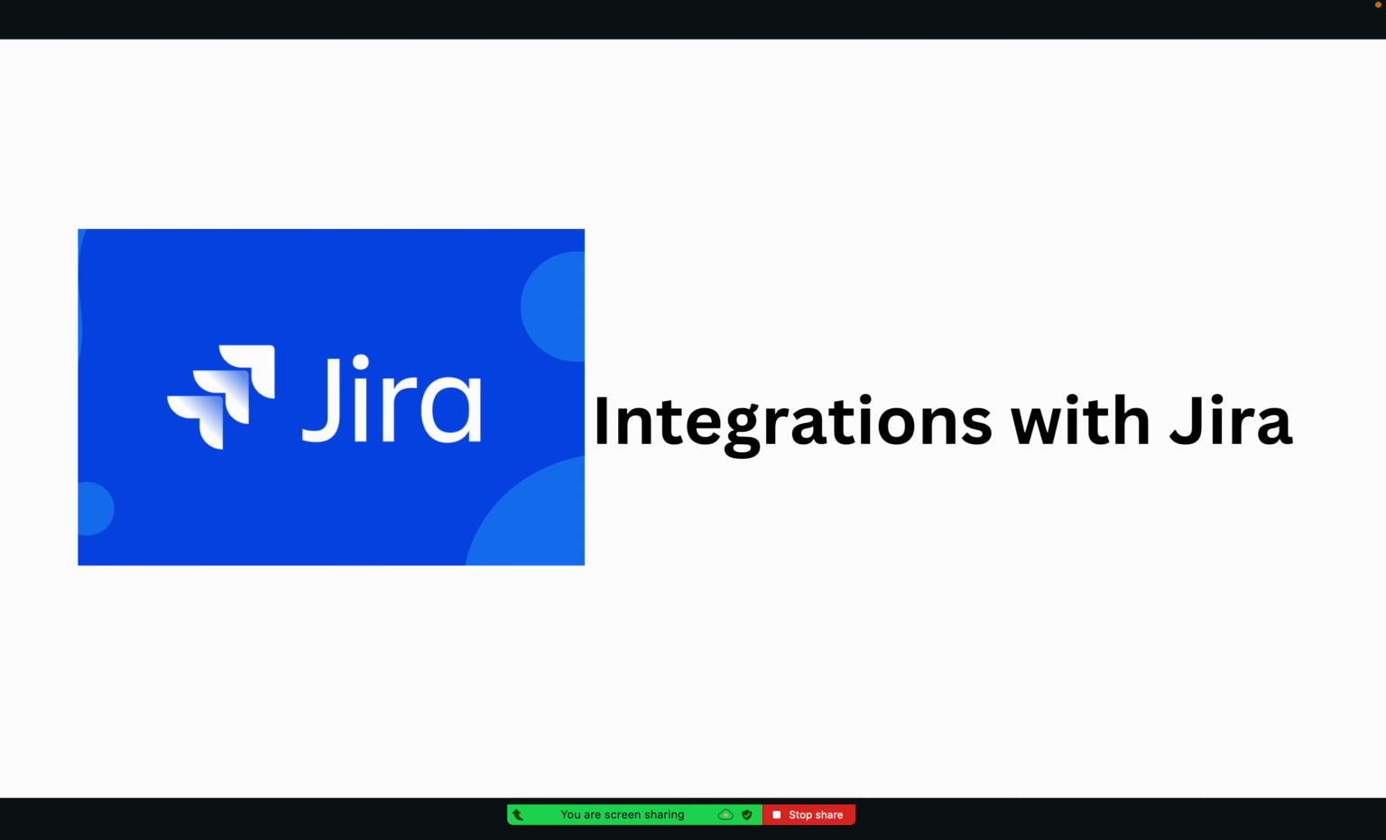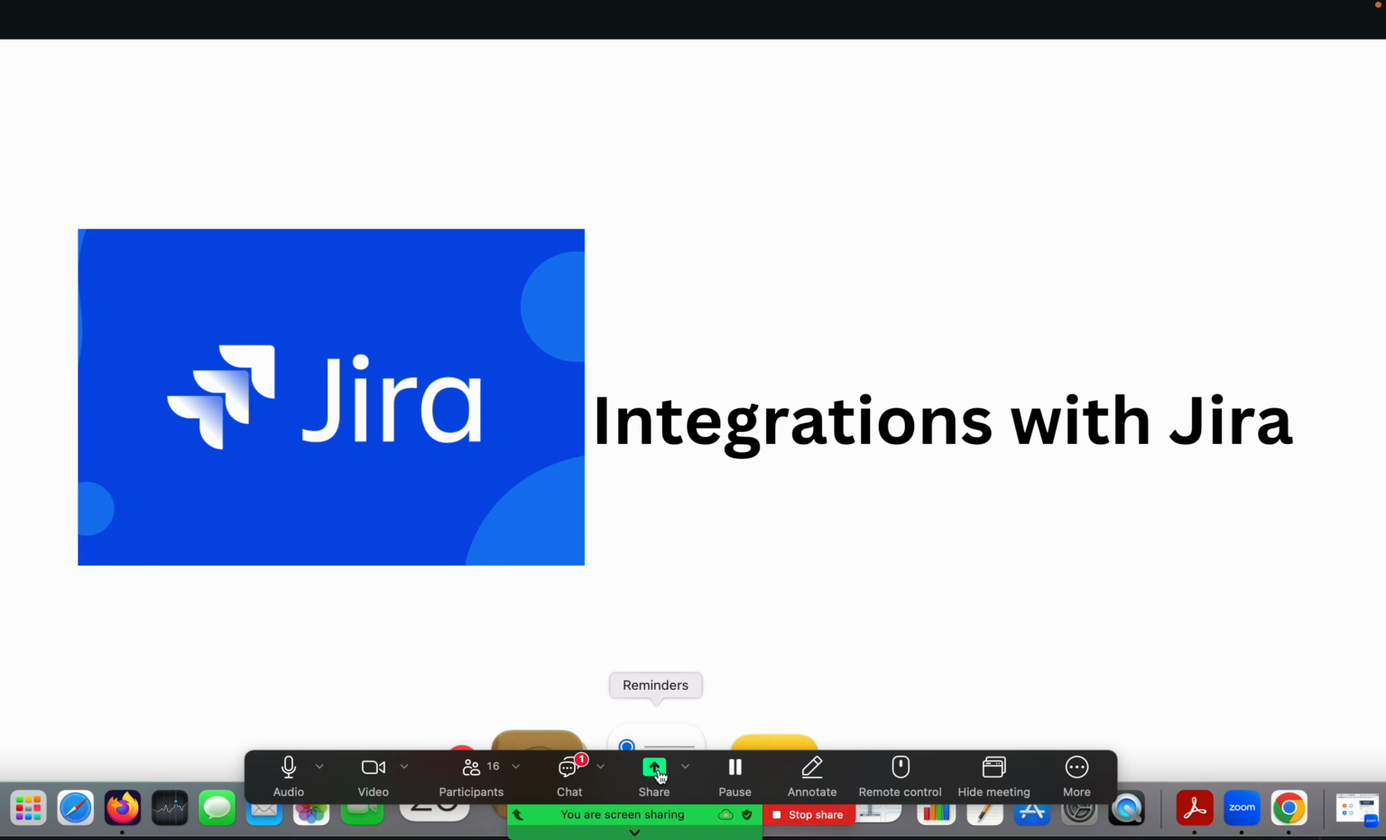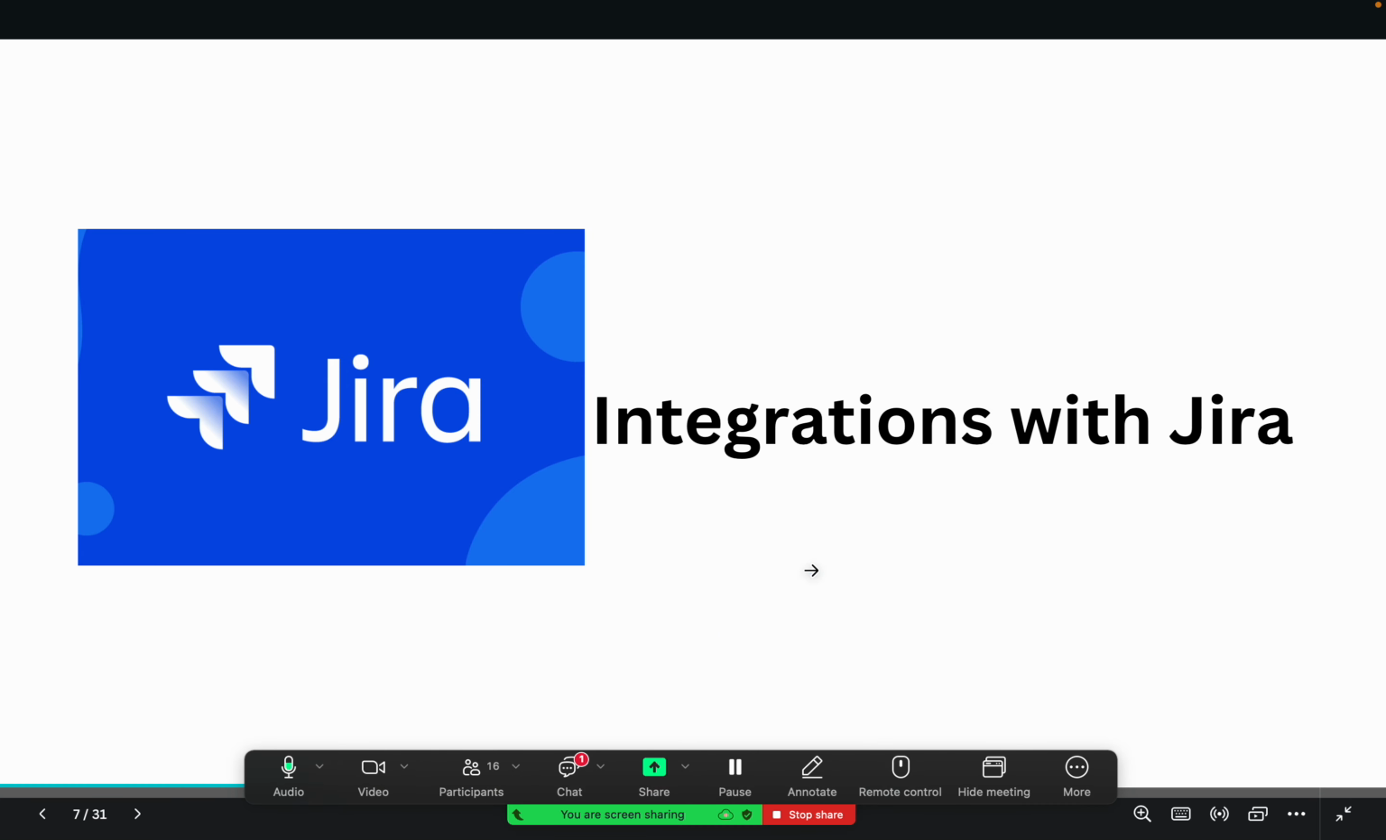JIRA is definitely serving the purpose of managing the tasks, managing the issues, managing the defects. So if a team is working on the development of a project and different tasks are assigned, and the team is also using GitHub for version control of their code.